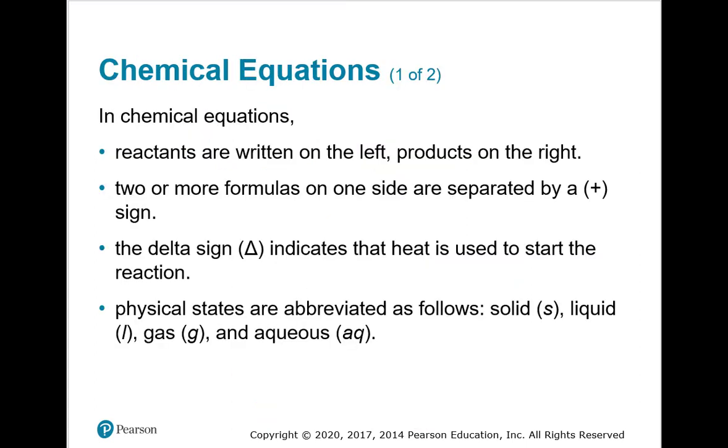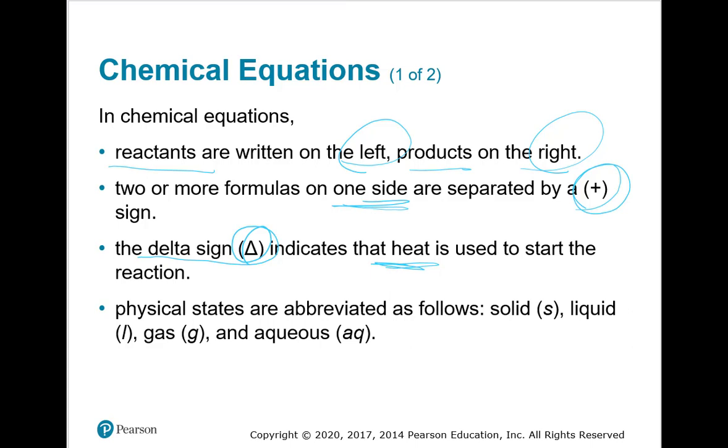Here are some rules to go by when we're writing chemical equations. Reactants are written on the left, products are written on the right. If we have two or more substances on one side, we separate them by a plus sign. The delta sign, this triangle, indicates that heat is used to start the reaction.